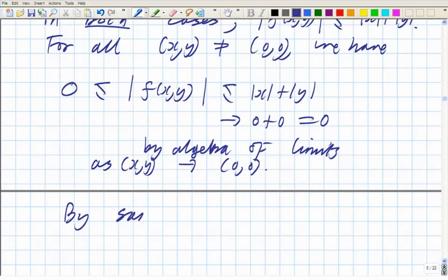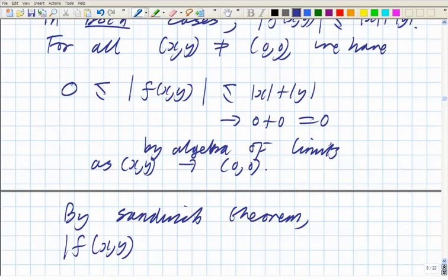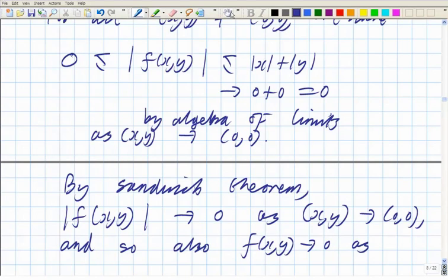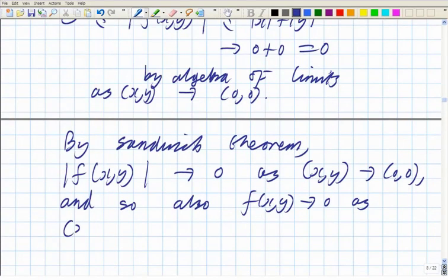So by the sandwich theorem, modulus of f of (x, y) tends to 0 as (x, y) tends to (0, 0). And remember, if the modulus does it, so does the function. And we're finished.